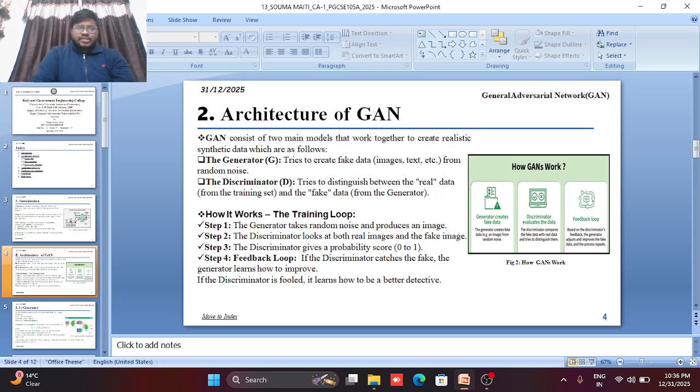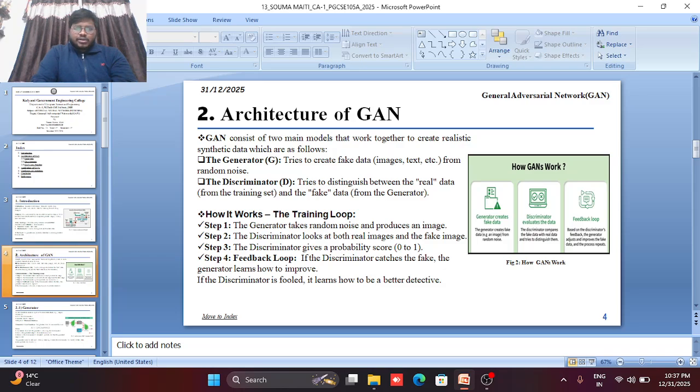Now, the architecture of GAN. GAN consists of two neural networks that work together, the generator and the discriminator. The training process works in a loop. First, the generator takes random noise and creates a fake image. Then the discriminator compares the fake image with real images from the dataset.